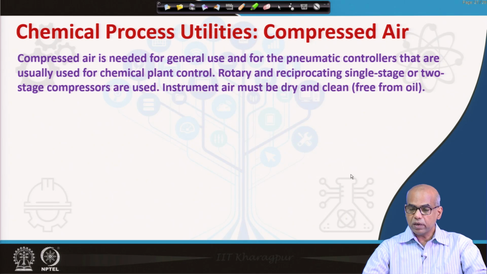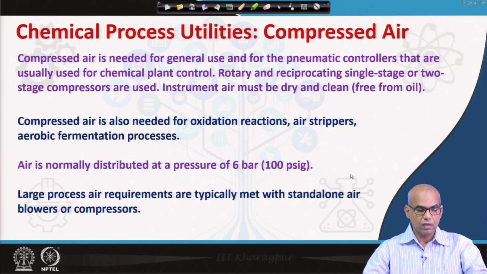Rotary and reciprocating single stage or two stage compressors are used to generate compressed air. Instrument air must be dry and clean, and it should also be free from oil. Compressed air is also needed for oxidation reactions, air strippers, aerobic fermentations, etc. Air is normally distributed at a pressure of 6 bar. Large process air requirements are typically met with standalone air blowers or compressors.